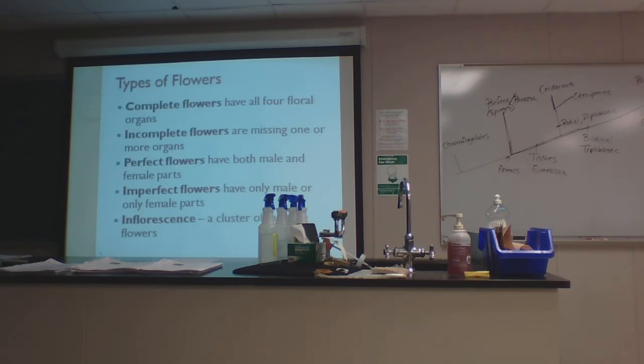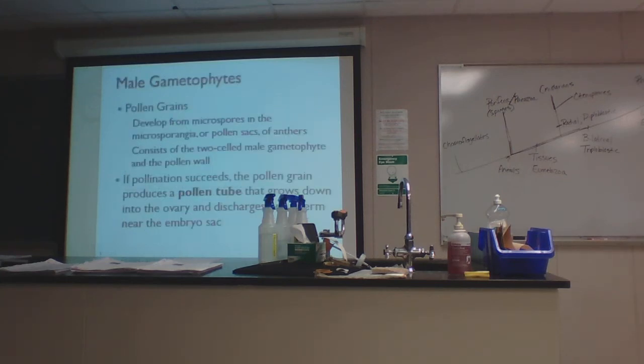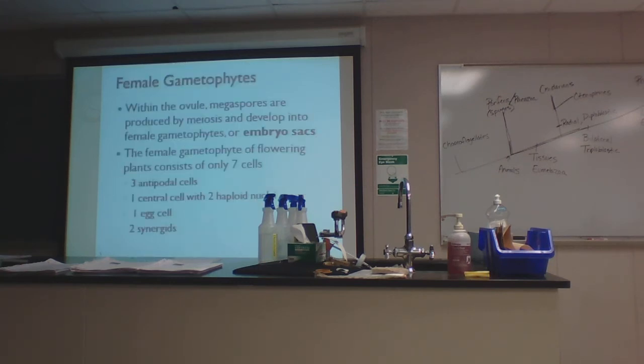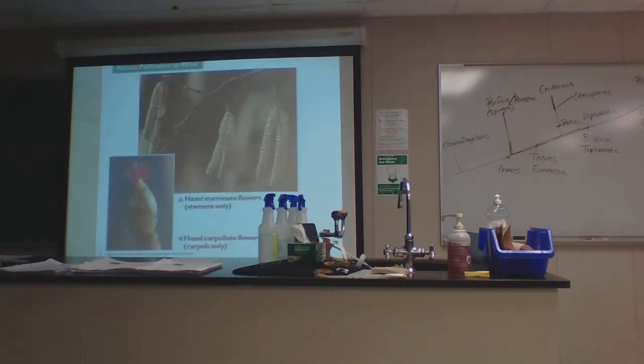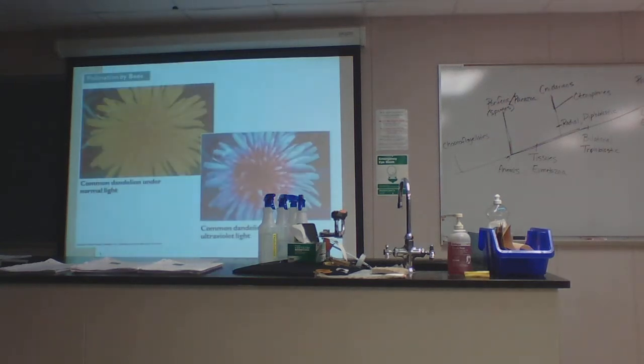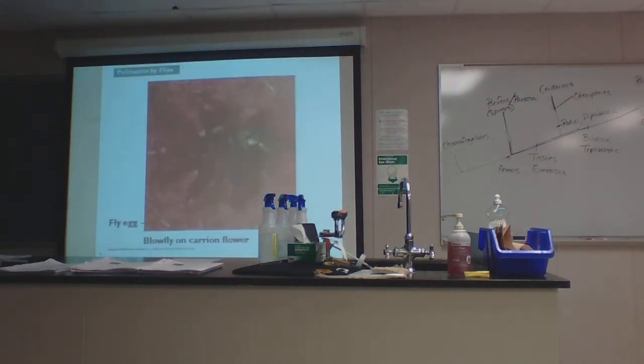Okay, different kinds of flowers. I think we talked about those more in lab, so you should probably know those more for lab. Pollen grain, we already talked about them. That's where the male gametophytes are. The ovules is where the female gametophytes are. And then pollination is when you get them together to form a seed. And the different kinds of flowers are pollinated by different things.